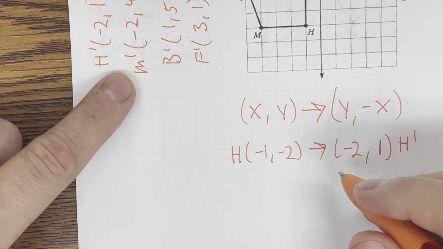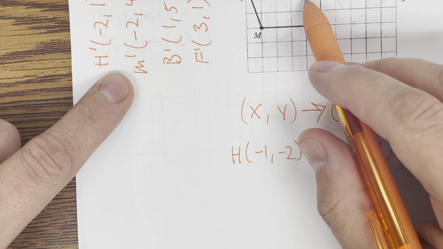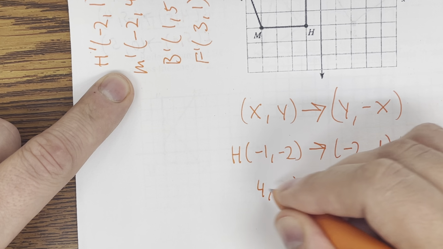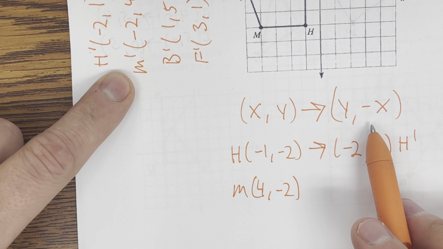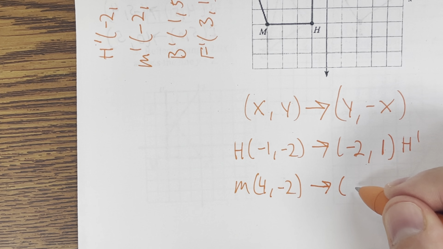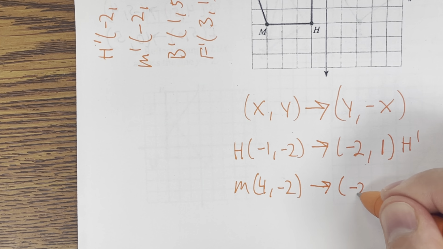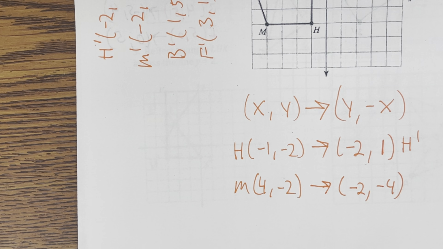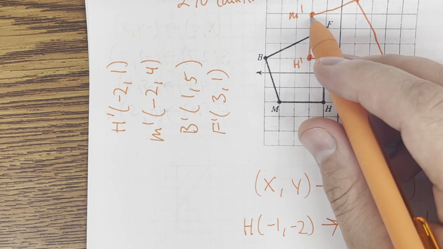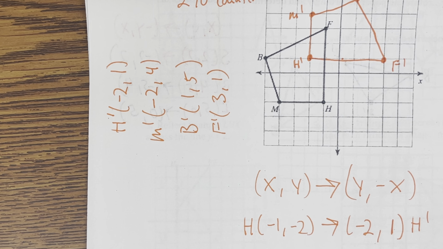Okay. The next one I'm going to do is M. M is located at 4, negative 2. All right, following the rule, I have to bring the y over, so that would turn into a negative 2. Then the x, and switch the sign, negative 4. Let's see, is M prime at negative 2, 4? Yes it is. It is indeed at negative 2, 4. Okay, so our rule will map the paper rotation.